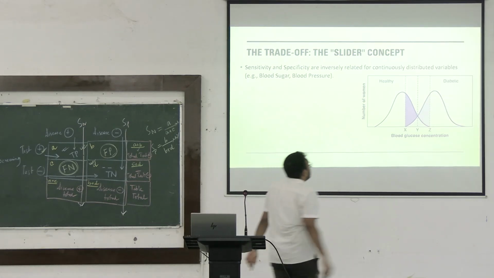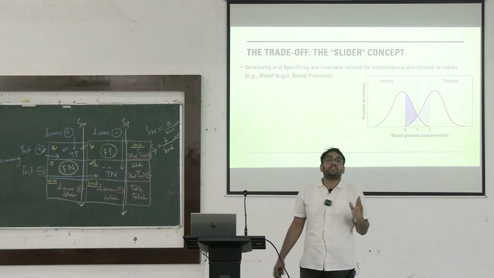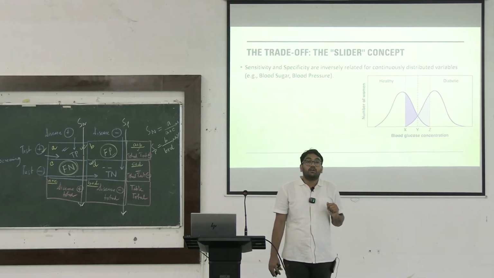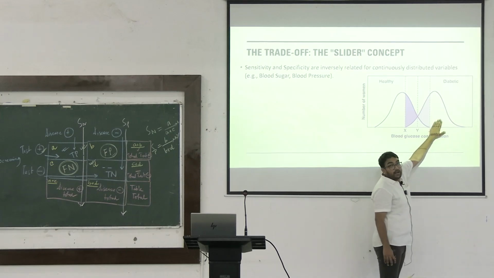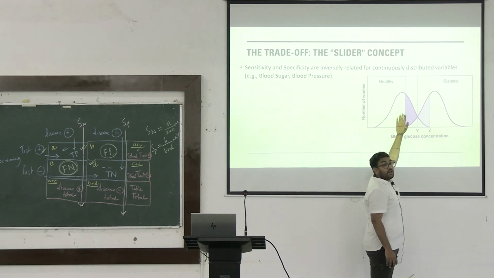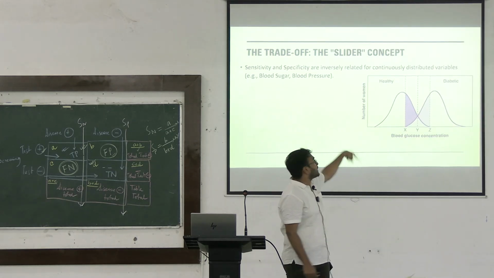Now suppose I move the cutoff from y to z. I say that the fasting blood sugar cutoff to diagnose diabetics will be z, that is 150. What will happen? If I make the cutoff at z, what will happen? Now, who are true positives? This part. Who are true negatives? Everyone who does not have the disease is labeled negative. So everyone in that first hump is true negative.